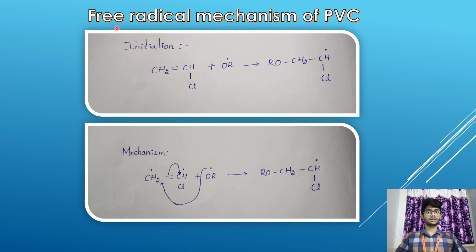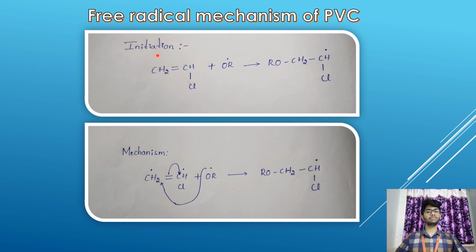The example of the free radical mechanism is polyvinyl chloride. In this process, we are taking the monomer vinyl chloride. At the end of this polymerization process, we get the polymer of vinyl chloride, that is polyvinyl chloride. So the monomer is vinyl chloride and the polymer is polyvinyl chloride. We all know that there are three steps in the polymerization: initiation, propagation, and termination. So this example, polyvinyl chloride, is also formed by following the three steps.